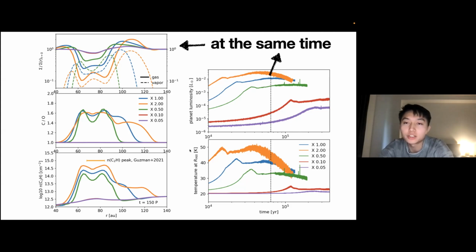So if we indeed see some coincidence between the C2H ring and the continuum gap, it should suggest that we at least have a planet which is currently accreting above this range. So it should rely on this group rather than this group.